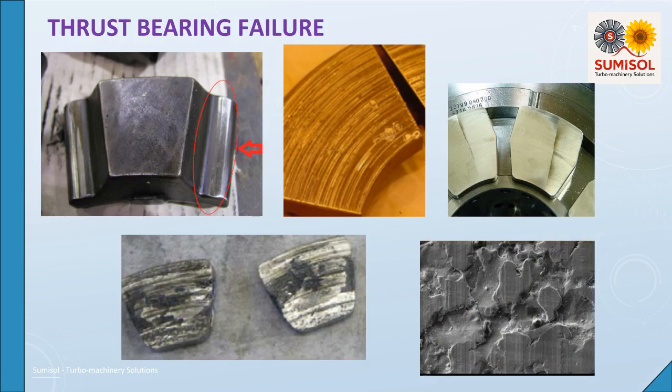The middle picture shows the effect of stray current causing electrical discharge machining with deep track lines, and the rightmost picture shows the effect of frosting caused by the same phenomenon. The picture below right shows a SEM photograph of a frosted surface. The picture below left shows severe damage in a pad due to overload.